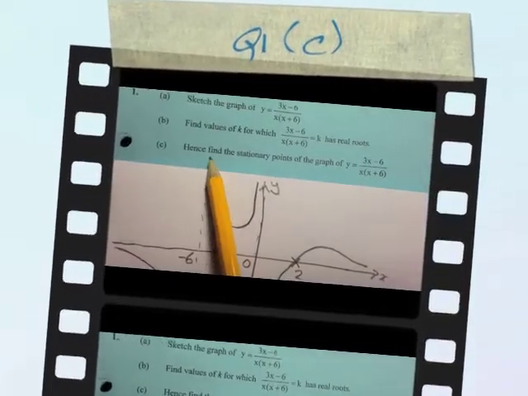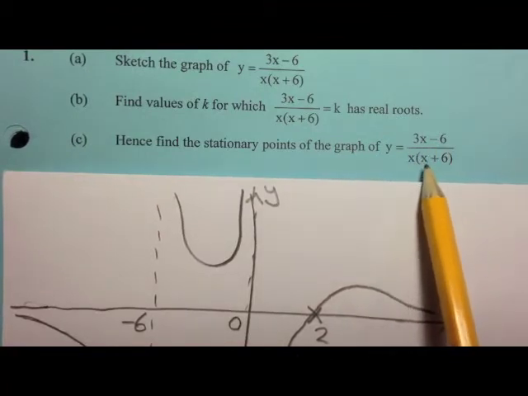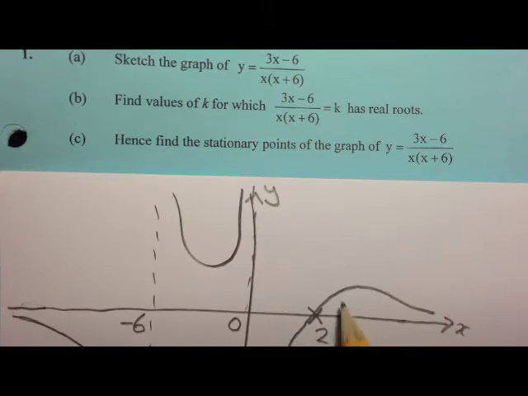Part C, hence find the stationary points of the graph of y equals (3x minus 6) over x(x plus 6). Well, we found the two values of k, the two limits of k where it has no solutions in this region here. And we found the two values of k were equal to 1/6 and equal to 3/2.